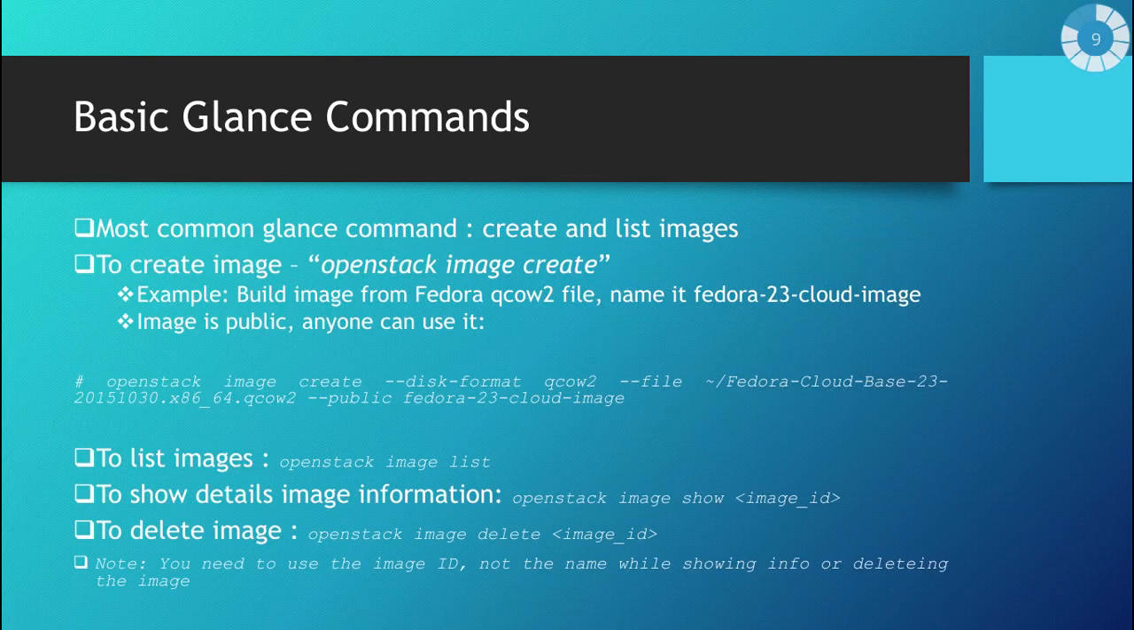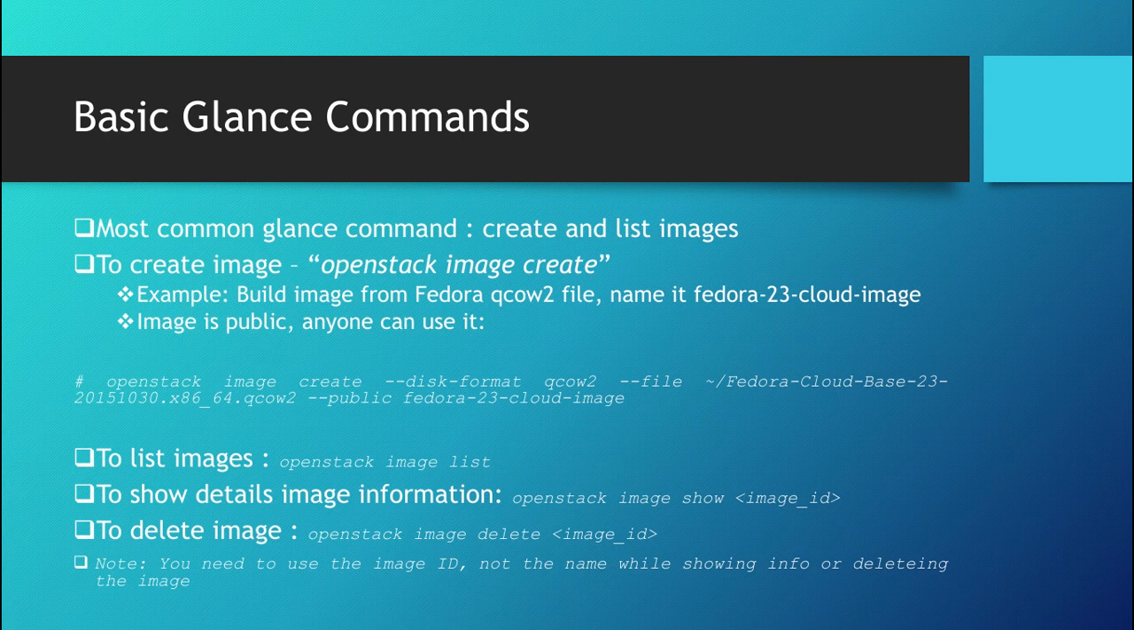So there are a couple of basic commands for Glance. Mainly we use the commands here to create or list images. To create an image, we will use the command openstack image create. So as an example, say you want to create a Fedora QCOW2 file format image, naming it Fedora 23 cloud image or whatever name you want to give, and it should be publicly accessible.